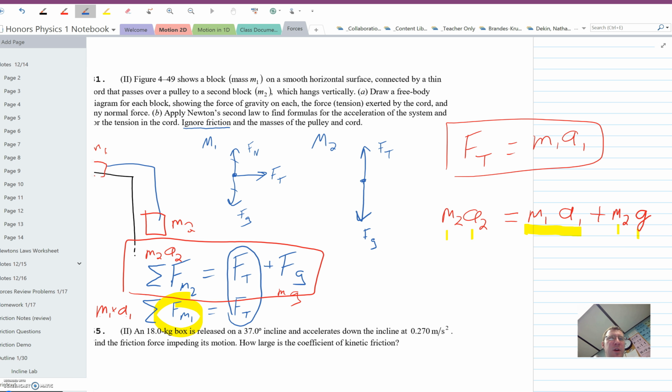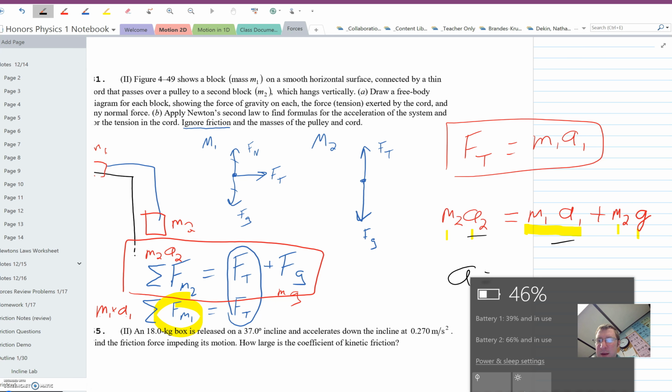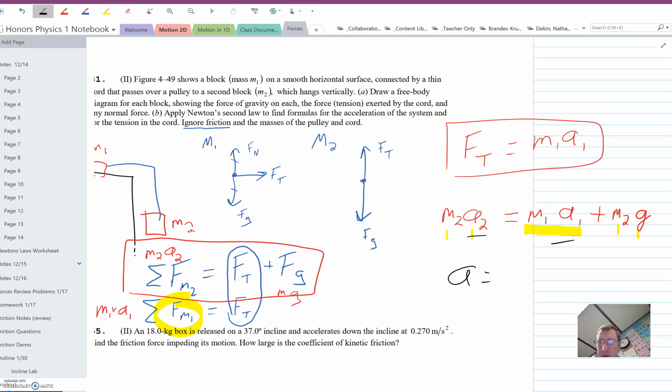We're pretty much done here. The accelerations are actually going to be equal because they're attached with a rope. So they're both going to accelerate at the same rate. And what we want to do is set this up to solve for acceleration. So you need to rework it. And then you'll also solve for the tension force.